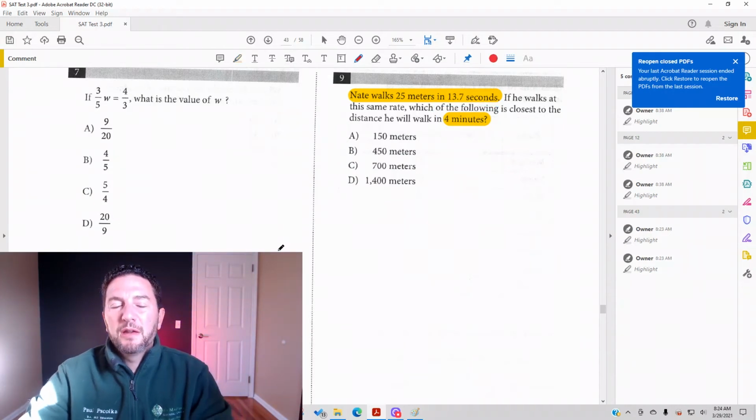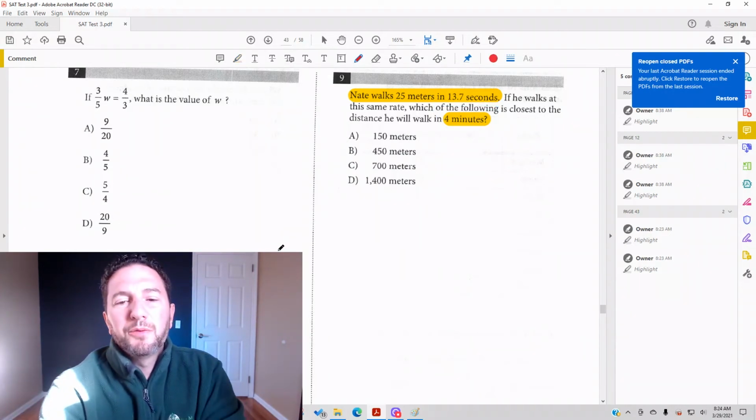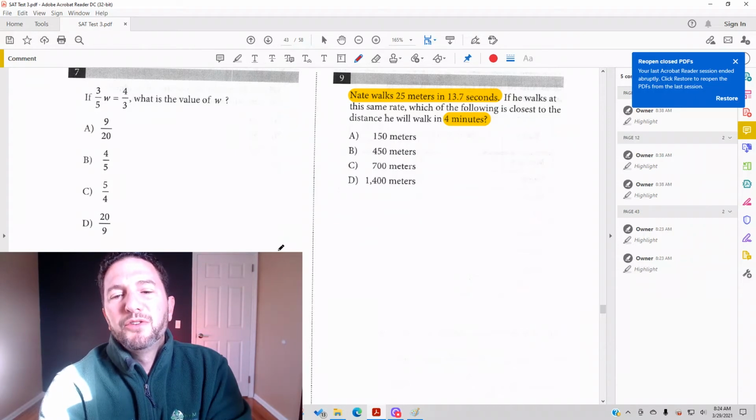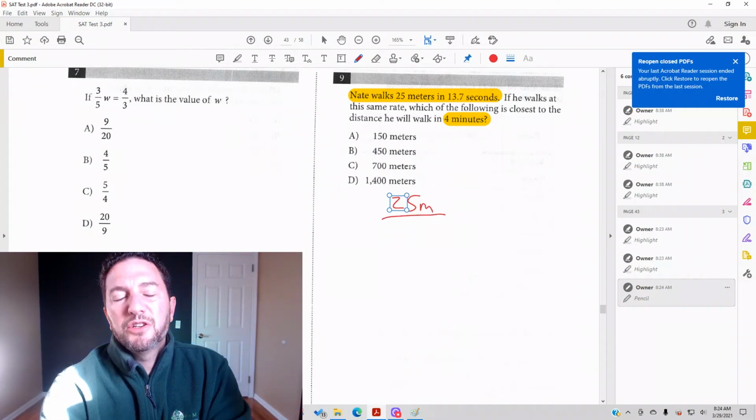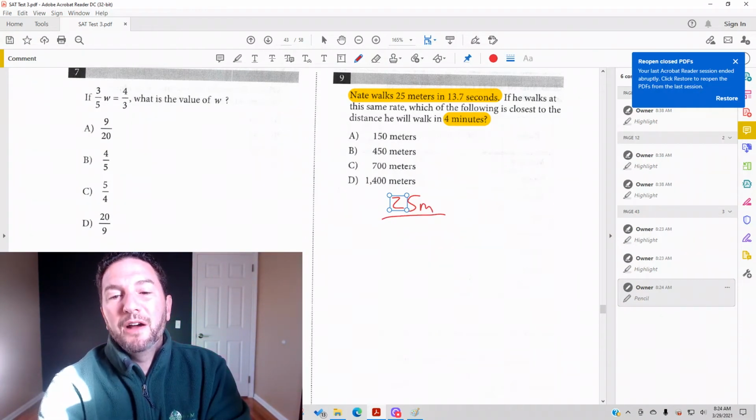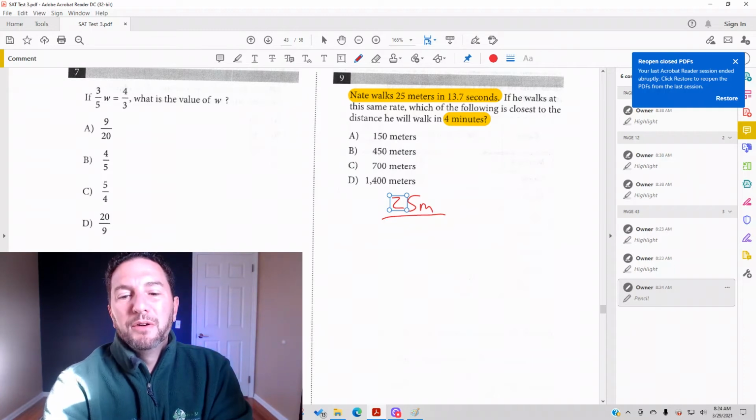How are we going to set up a proportion? Well, there are 4 correct ways to set up a proportion. I'm going to do just what looks easiest here. So if we've got 25, I'm going to put an M there just to show you how the units work out, but that is not a variable. So he's going to walk 25 meters in 13.7, and I'm going to put a little s there for seconds. And the question is minutes.